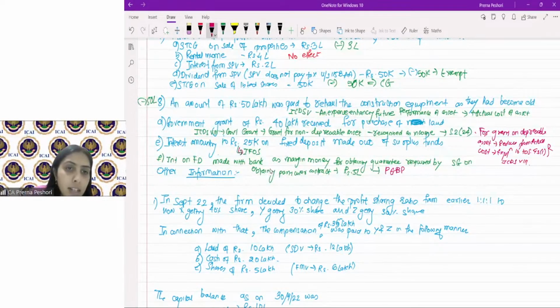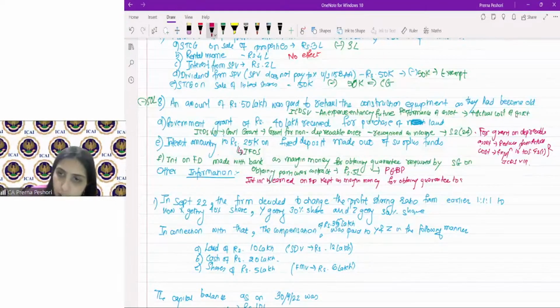So you can write here: the interest income earned on the fixed deposit kept as margin money for obtaining the guarantee to secure the contract is inextricably linked to business and therefore PGBP. Fine.